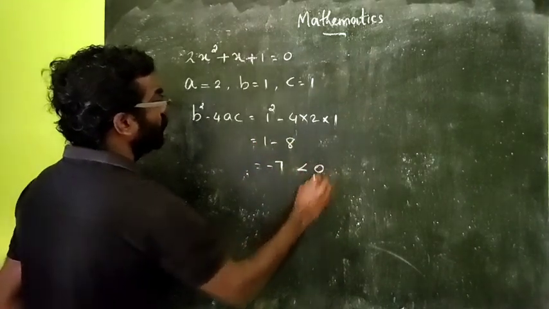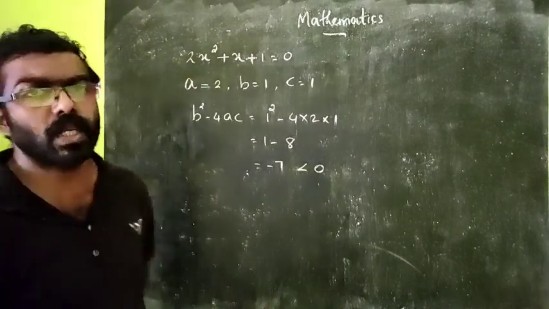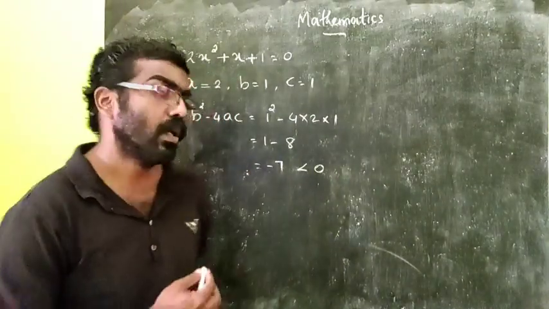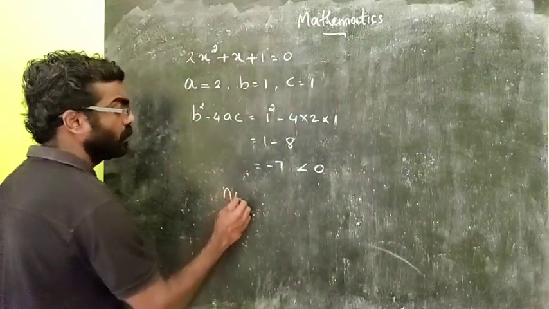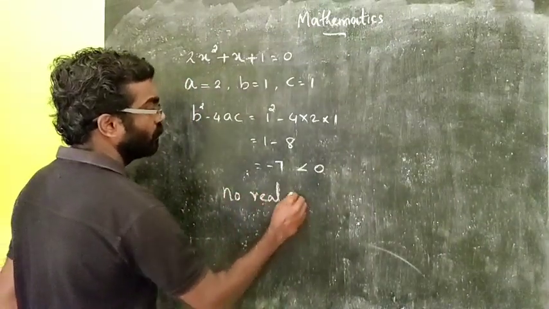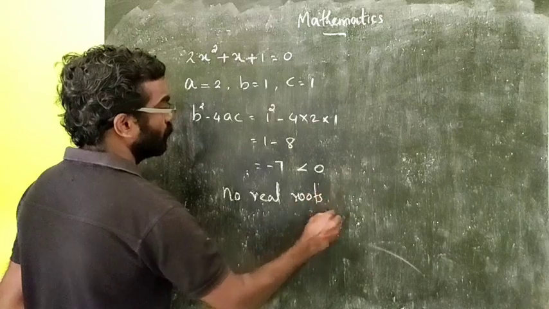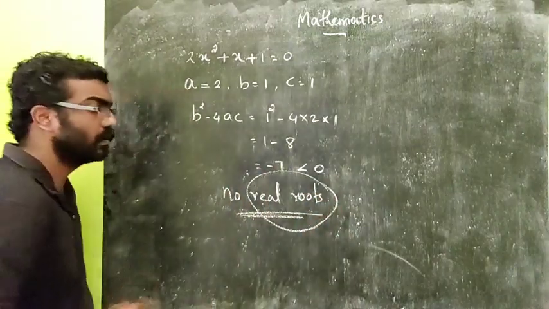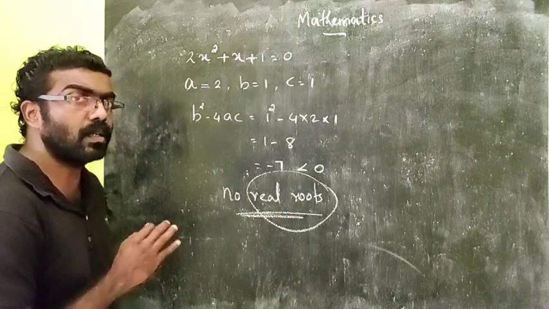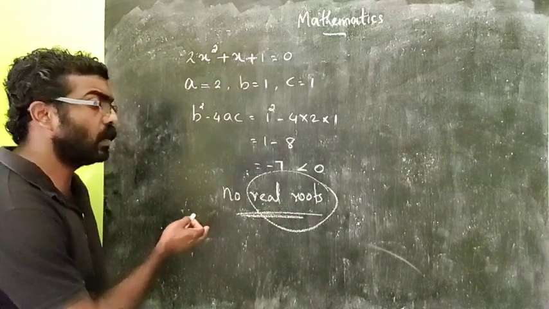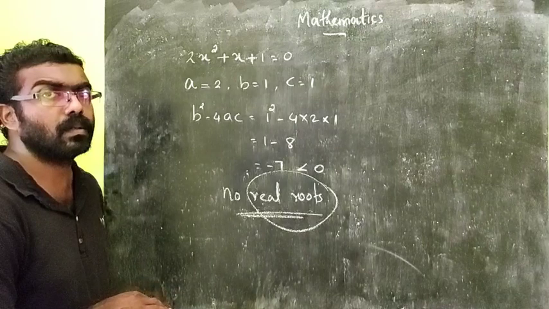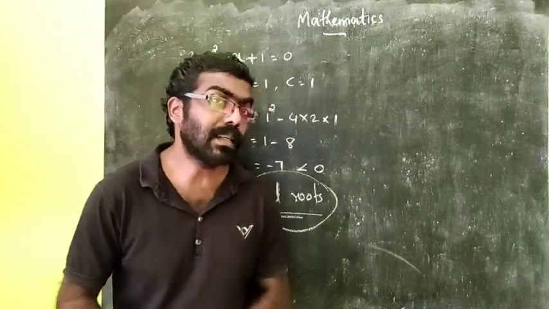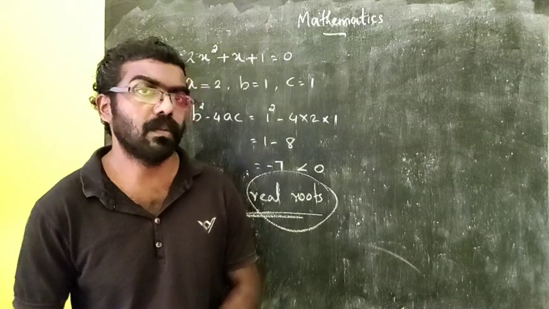Clearly it is less than 0. And b square minus 4ac less than 0 implies there will be no real roots. Our conclusion is no real roots. It is not no roots, it is no real roots. That means there may be roots other than real roots.